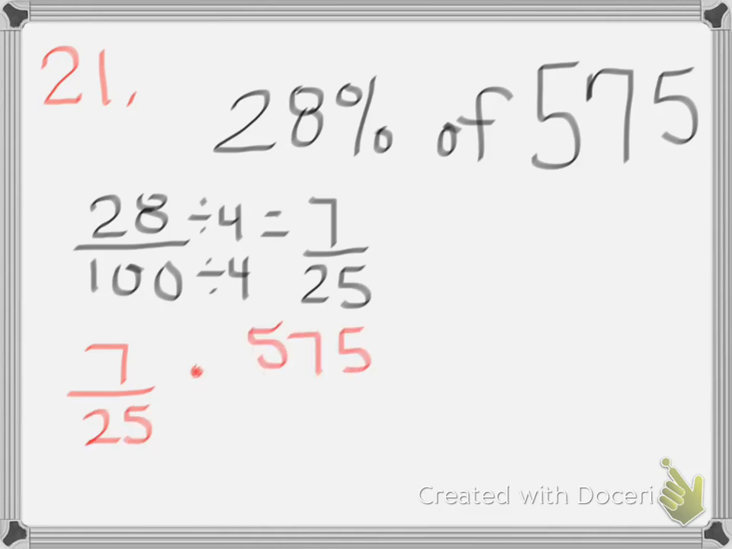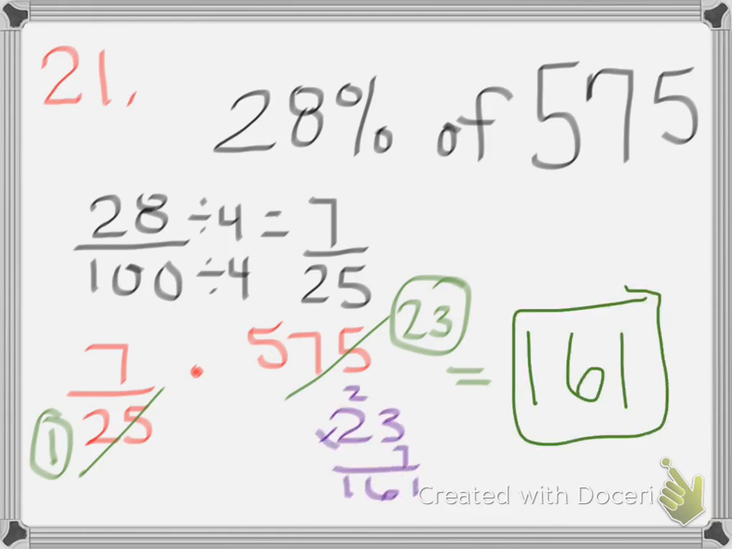So now you'll see that I can cross simplify the 25 and the 575. What I've done here is I've divided them both by 25, and I get 1 on the bottom and 23 on the top. So from here we've divided 25 out from the bottom, and we got 1, and we divided 25 out from 575, and we got 23. So now we just need to multiply 23 times 7, and you can see we get 161. So our final answer for 28% of 575 is going to be 161.